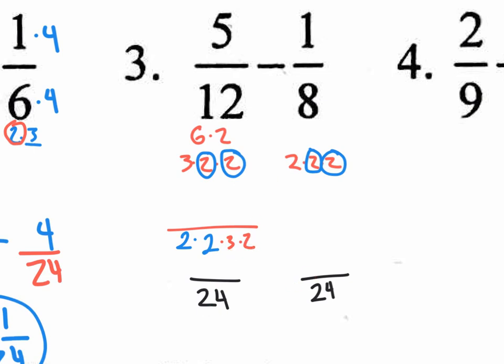And then you could go back and ask yourself, how do I get 24? 12 times 2 is 24, so times 2 is 10 up here. And then 8 times 3 is 24, times 3 will give you a 3 up here. And of course, we are subtracting between the two, so our final answer is 7 over 24.